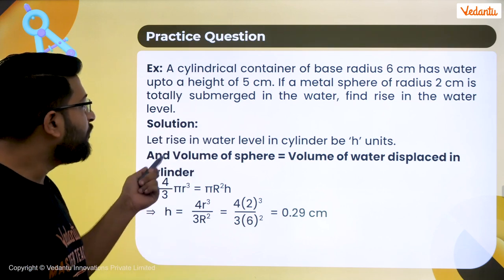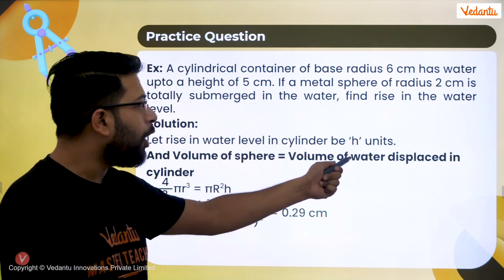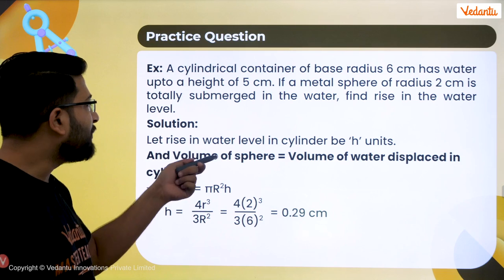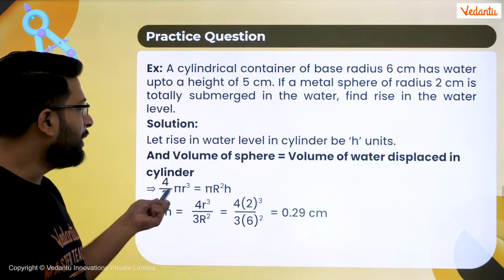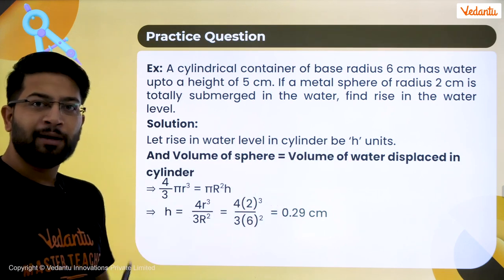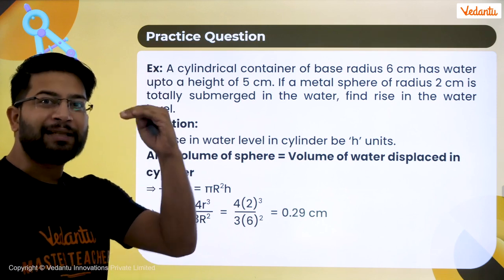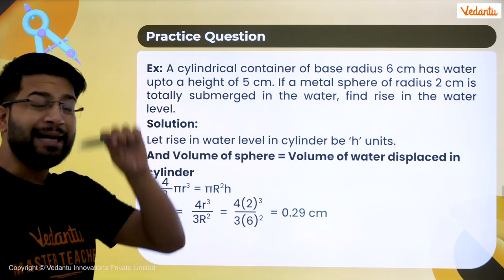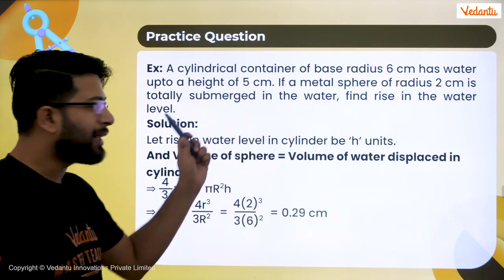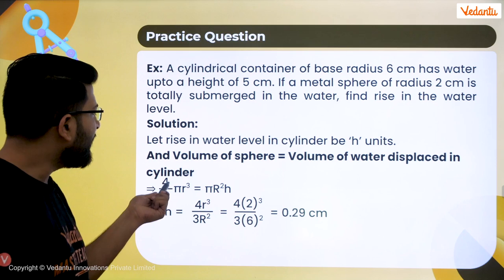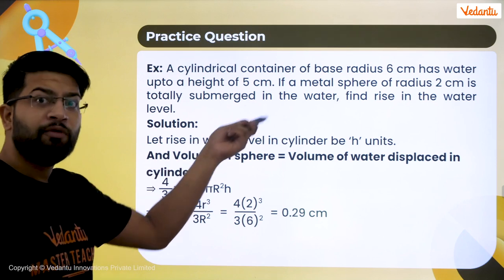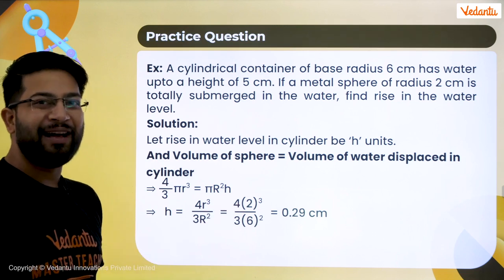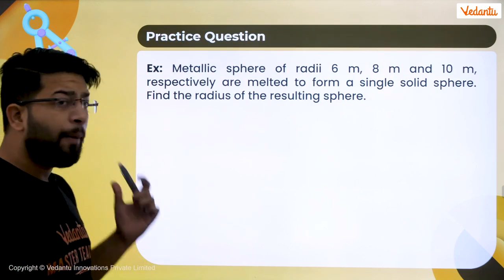So, champ, we can see the volume of the sphere will be equal to the volume of the water displaced in the cylinder, right? The water will be displaced inside the cylinder. That is why pi r square h. And h is the rise in the water level. We know everything. We can find the rise in the water level very simply. We know the radius. Simple, put the value, you will get the answer. Champ, I hope it is clear.